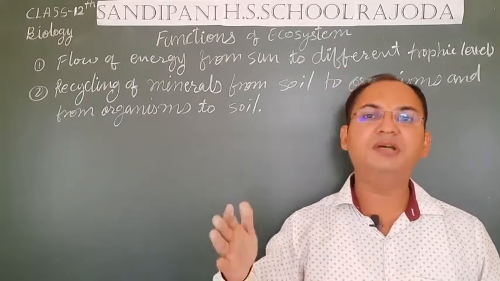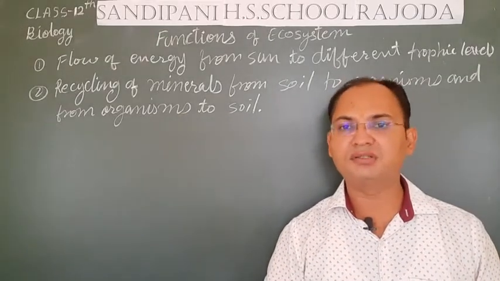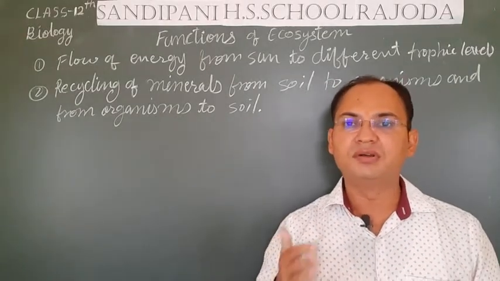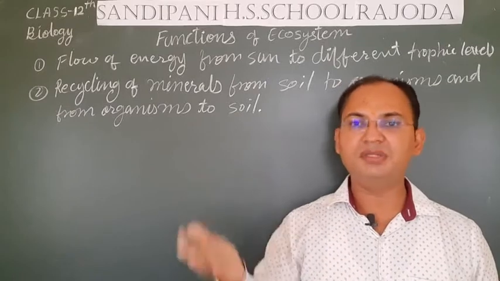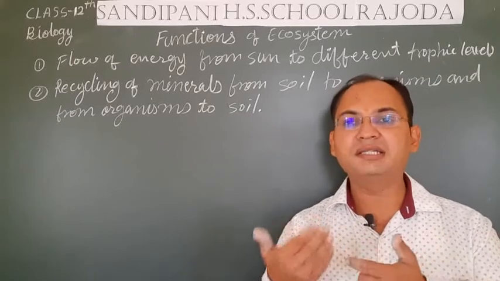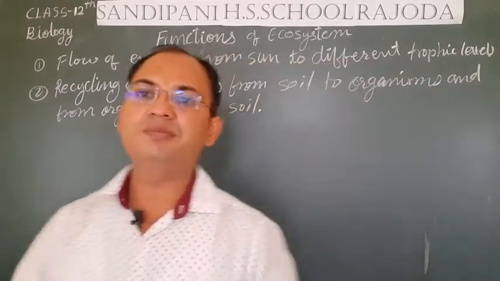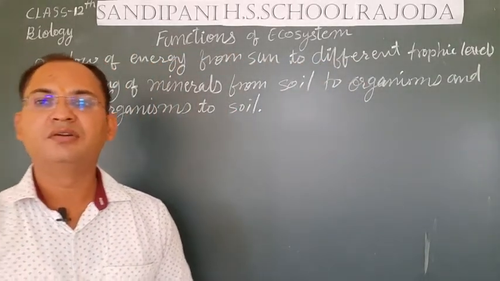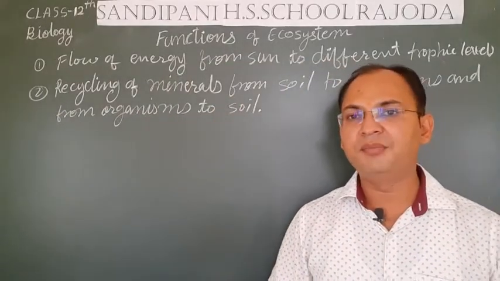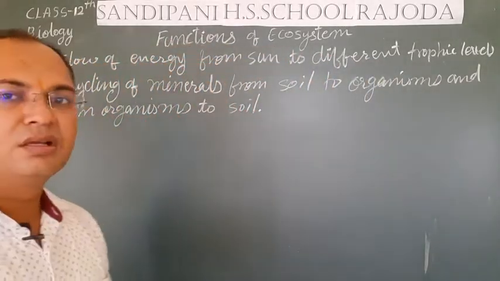they free the minerals that are present in their body into the environment again, which get mixed in the soil again. So this type of transfer of the minerals from the soil to the living organisms and from living organisms after their death to the soil again is called recycling of the minerals. So these are the two most important functions of an ecosystem, that is flow of energy from the sun to different trophic levels and recycling the minerals from the soil to living organisms and from living organisms to soil again.